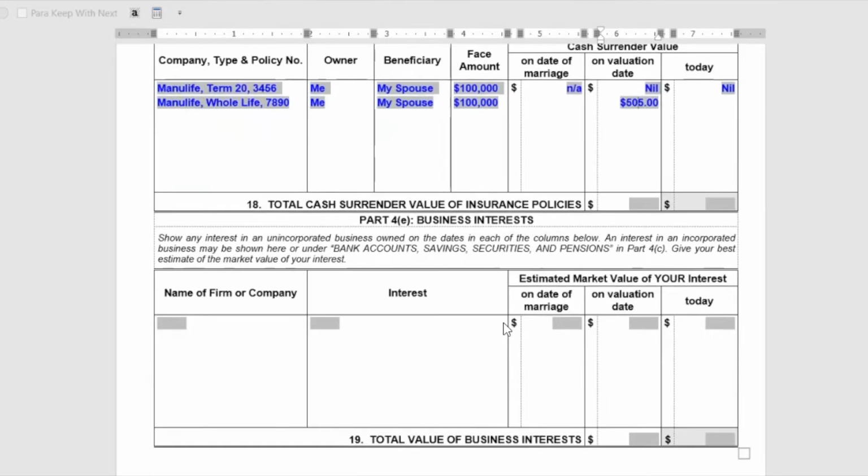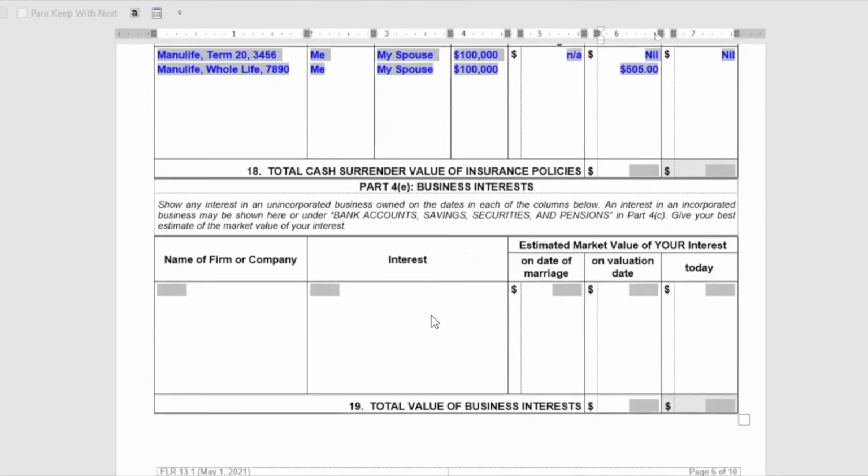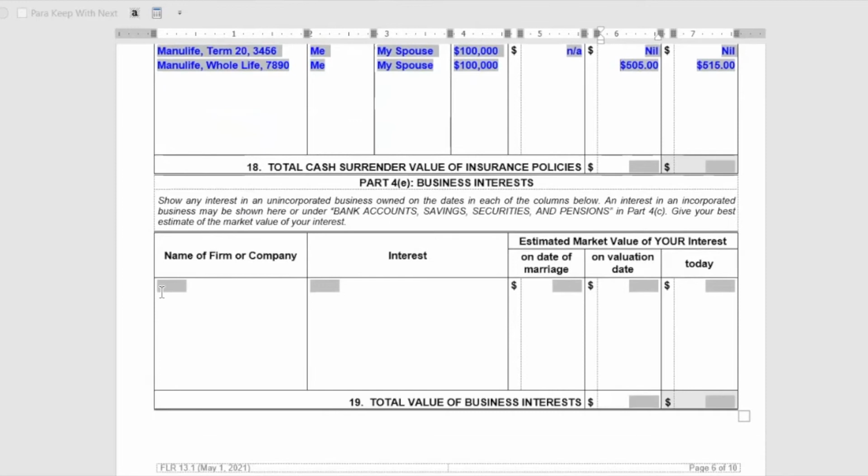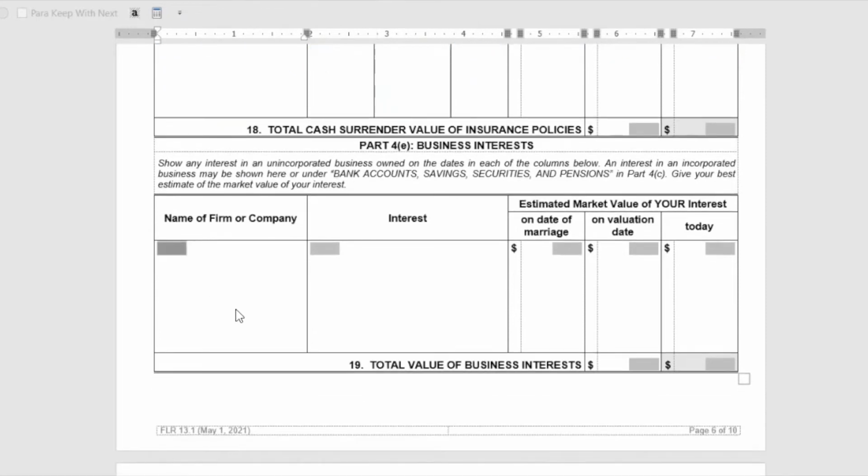Again, we're filling out the form. We are going to come back just to conclude later about documentation, because really it's all about the documentation. Now, in order to get a value of a whole life policy, you should just talk to your broker. They can contact the insurance company. It's actually pretty easy, and you might have statements with it.